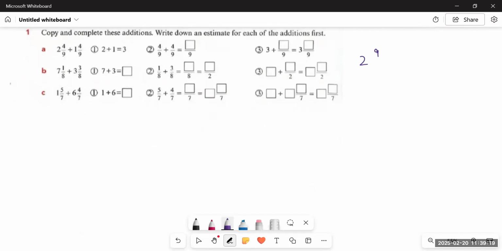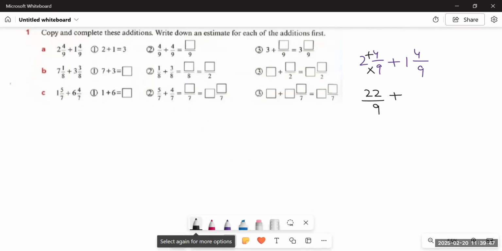So let's take 2 whole 4 upon 9 and 1 whole 4 upon 9. The first step to adding or subtracting mixed numbers is to convert them into improper fractions. How? Multiply the denominator with the whole number. 9 twos are 18 plus 4. 18 plus 4 is equal to 22. It will become 22 upon 9. Then 9 ones are 9 plus 4 is equal to 13 upon 9.